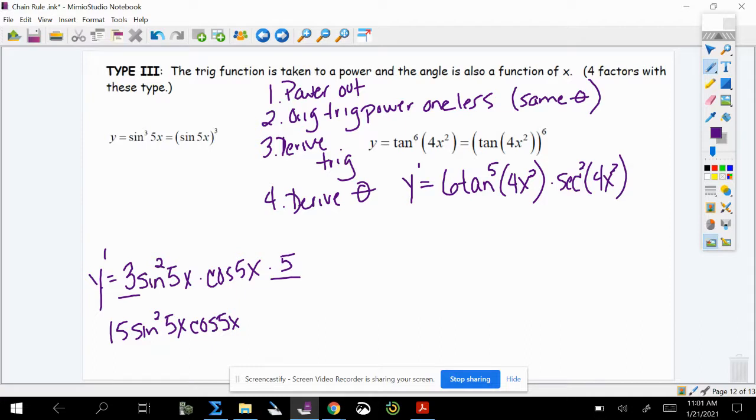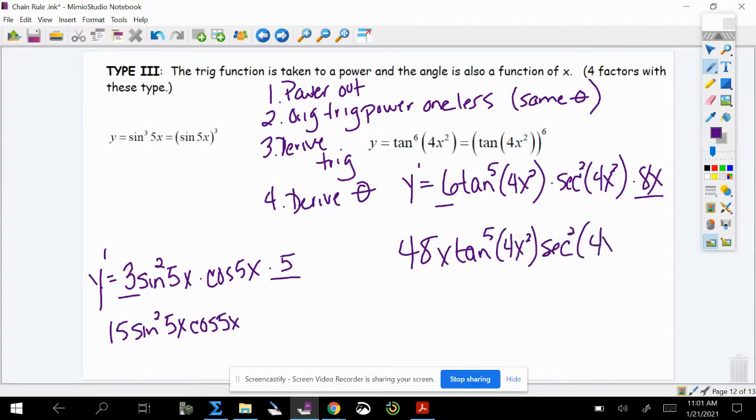And then the derivative of the angle, the derivative of 4x squared, is 8x. So you're going to multiply the coefficients together to get 48x. And then everything else is just going to stay put. So you got a tangent to the 5th of 4x squared, and you've got a secant squared of 4x squared. So kind of pretty straightforward examples of this.